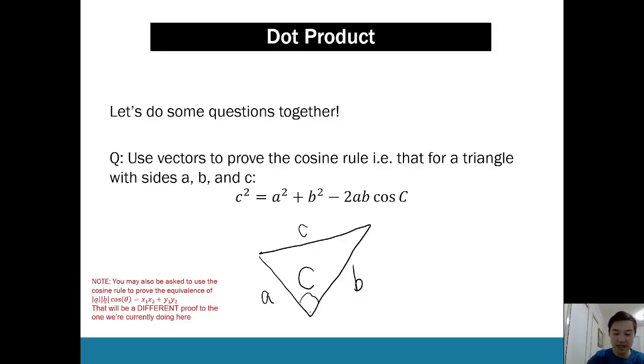So let's just let this vector here be A, and let's just let this vector here be B. So therefore C, we can say that this vector here is going to be A minus B, like so.